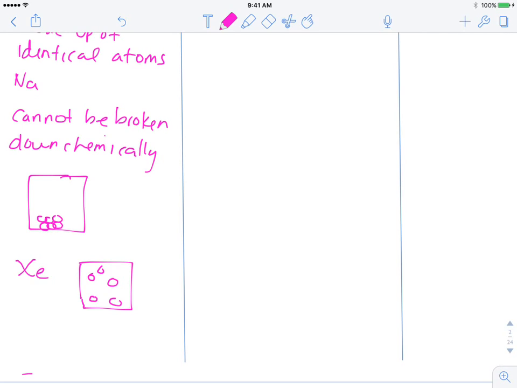Now, how do I know xenon's a gas versus sodium being a solid? Well, we're not there yet. But in a few weeks, when we talk about the periodic table, another month or so, we'll talk about which elements are solid, which elements are not solid, which elements are gases and liquids.